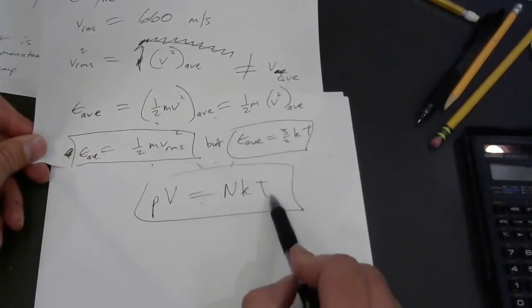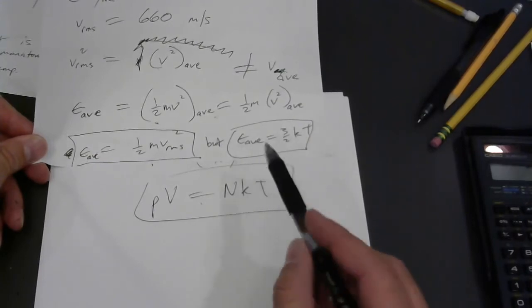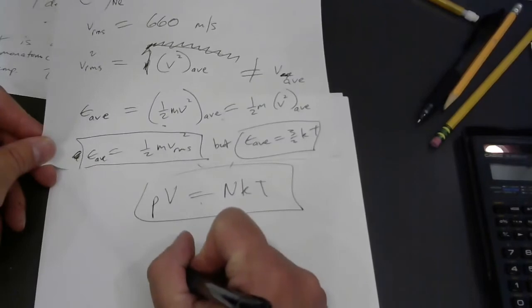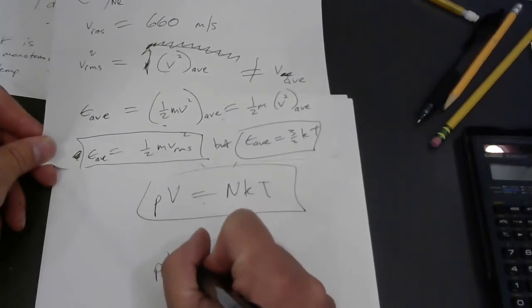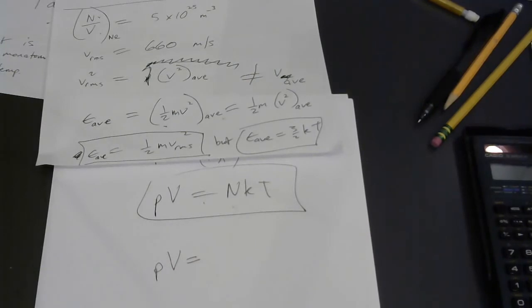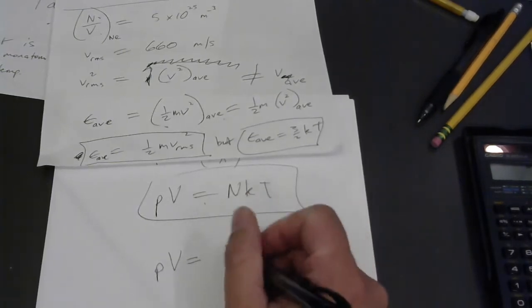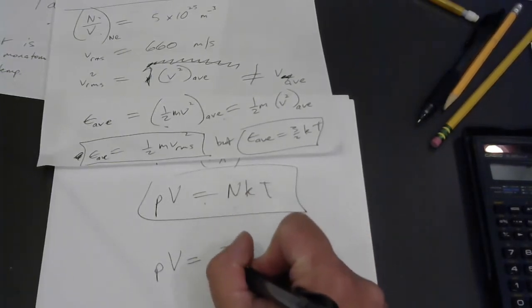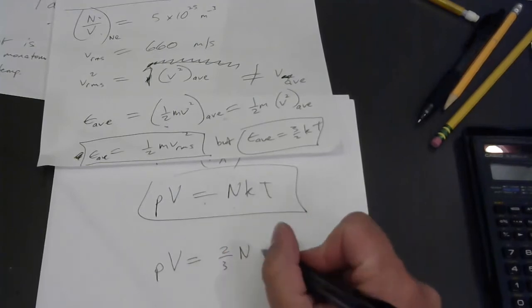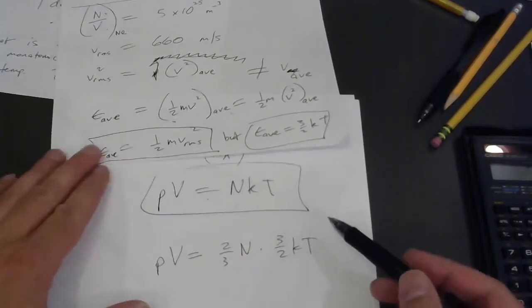This NKT looks an awful lot like 3/2 KT. So let's do this. PV is equal to, I'm going to stick in the factor of 3/2 that I'd like to be there. So I'll pay for it with the 2/3 out front. There's a 2/3 N times 3/2 KT. See what I did there?